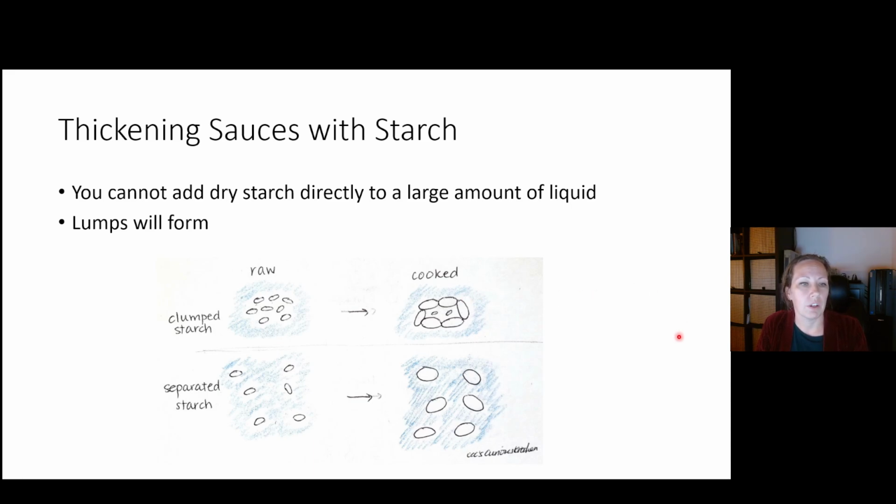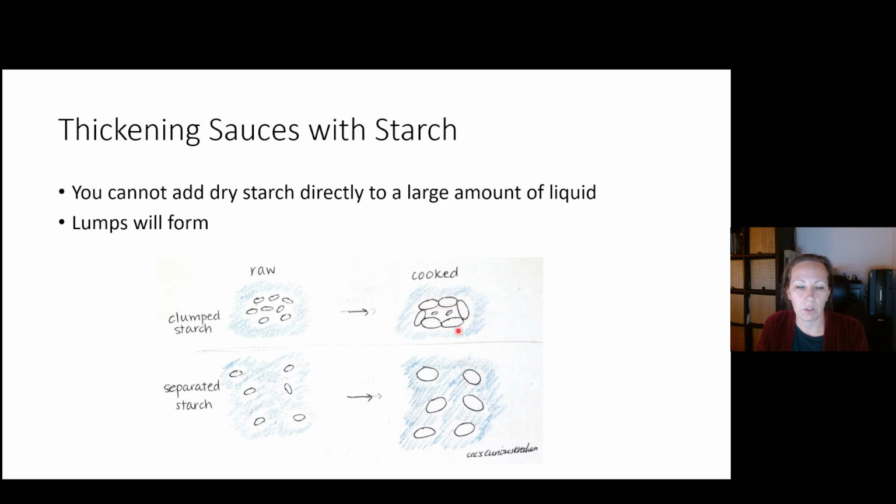Now, conversely, if you do something to separate that starch before you add it to the liquid, you'll get nice separation also in the cooked product, and all of the starch will be able to participate in forming a gel. So not only do you get lumpy gravy if you just directly add the starch to your big pot of liquid, but you also will have less gelation occurring overall because these are trapped.